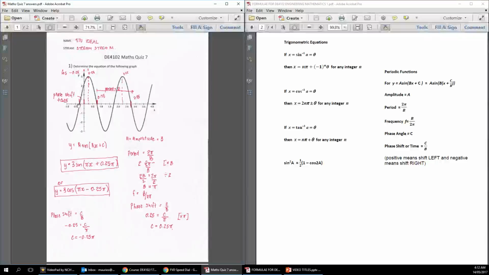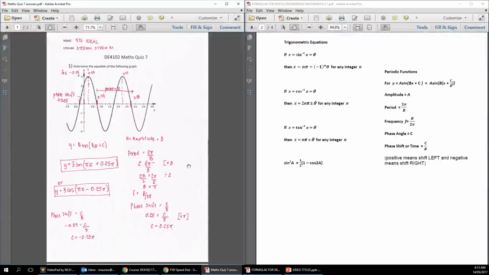Okay, and there it's negative 0.25 to 1.75, and again a period of 2. So we can say over here it says period equals 2 pi over b. So we've got 2 equals 2 pi over b. Now we need to rearrange that a bit.